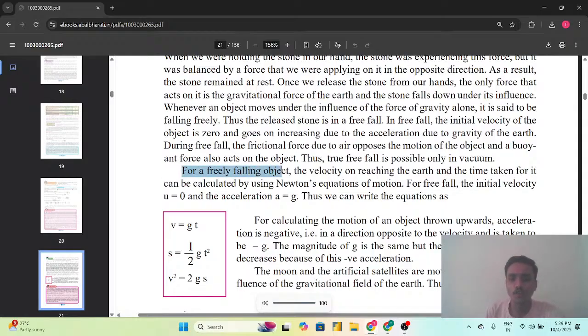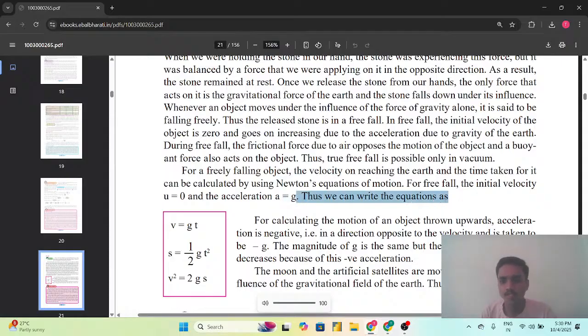For a freely falling object, the velocity on reaching the ground and the time taken can be calculated using Newton's equations of motion. For free fall, the initial velocity u is equal to 0 and the acceleration a is equal to g, as we are considering the situation of free fall, where the only force acting on the object is the gravitational force of the earth. So here we consider the acceleration a equal to g, the acceleration due to gravity.